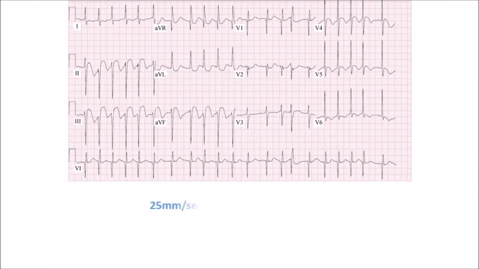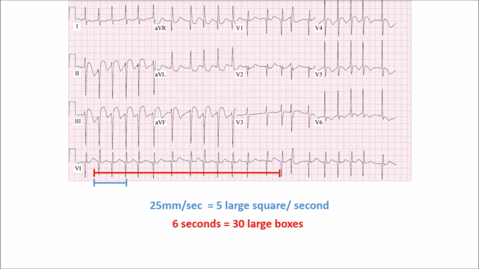We are adopting this method because ECG paper runs at the speed of 25 mm per second, which is 5 large squares per second. So, in 6 seconds, it will be 30 large boxes. So, for 60 seconds, that is for 1 minute, you have to multiply it by 10. The square counting method is very easy and it doesn't need any difficult calculation.